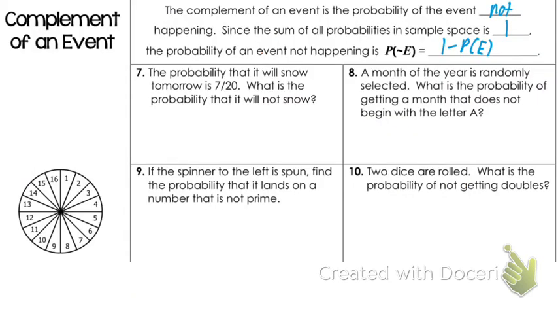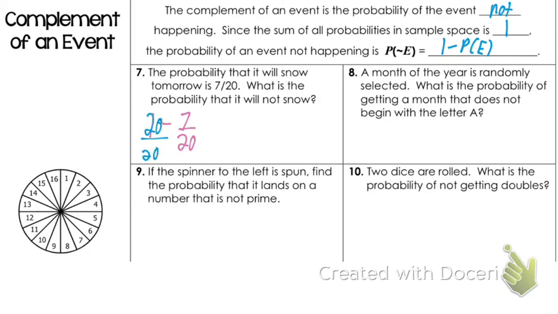So the probability that it will snow tomorrow is 7 over 20. What's the probability that it won't snow then? The probability that it'll snow is 7 over 20. How do we figure out how likely it is not to? Subtract from 1. So you take 1 minus 7 over 20. Now we need common denominators, right? And it's going to be 20. So we're just going to take the top and the bottom and make them both 20 essentially.